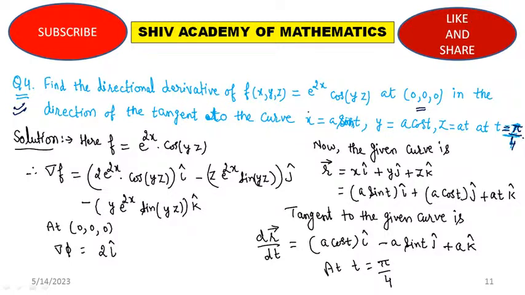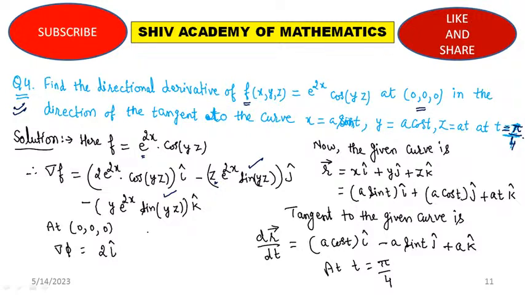So again, first of all we start with this f. We compute the gradient of this f, because f is e to the power 2x cos yz. So we find del f. Del f is, again we differentiate with respect to x, so it is 2 e to the power 2x cos yz i cap. Then e to the 2x as it is, derivative of cos yz with respect to y is minus sin yz, and derivative of yz is z. So it is minus z e to the power 2x sin yz j cap.